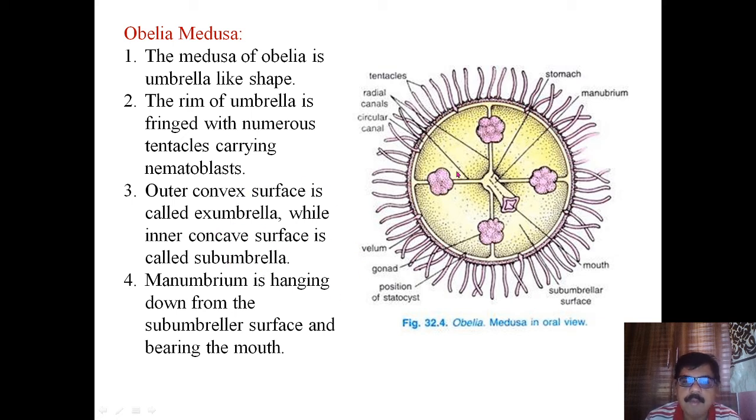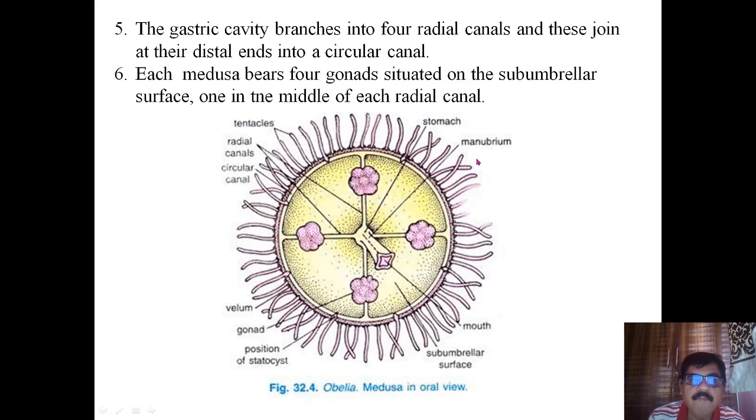Then the manubrium. This is the manubrium or the mouth. It is present on the subumbrellar surface and has a tetraradiate mouth, that is having four corners, and there are four radial canals, and therefore tetraradial symmetry. At each radial canal it has a gonad, so there are four gonads. This Obelia medusa may be either male or female.